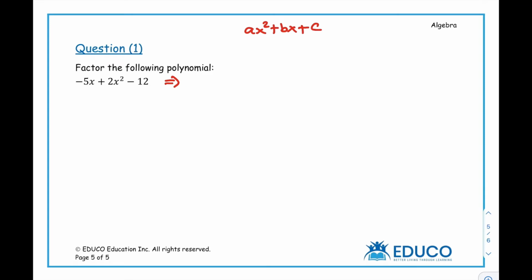So the quadratic term comes first, so the 2x squared. Then the linear term comes next, so the minus 5x. And the constant at the end, which is minus 12.